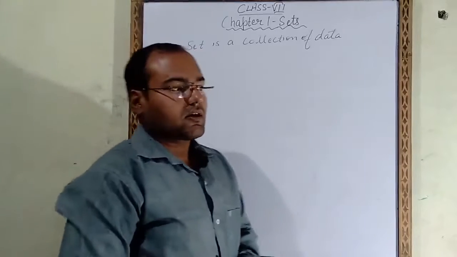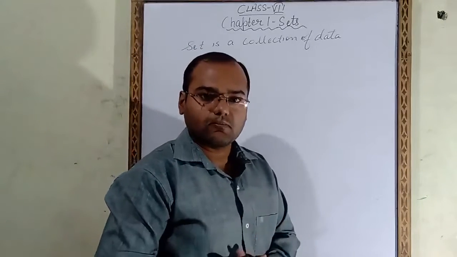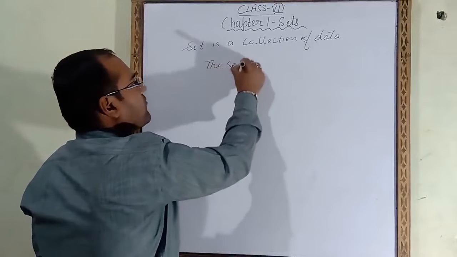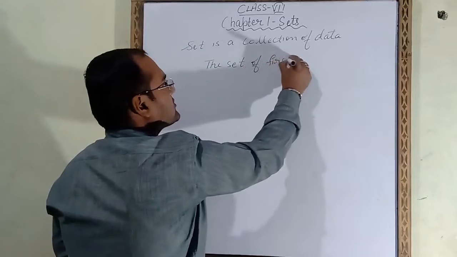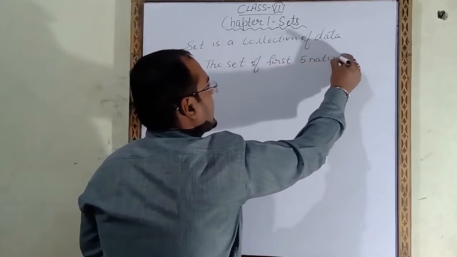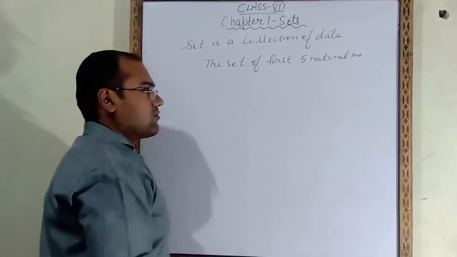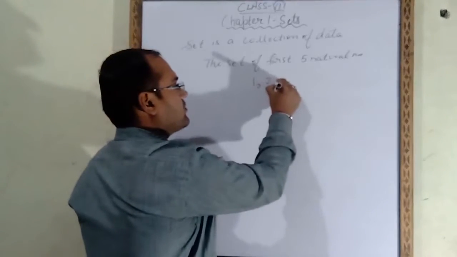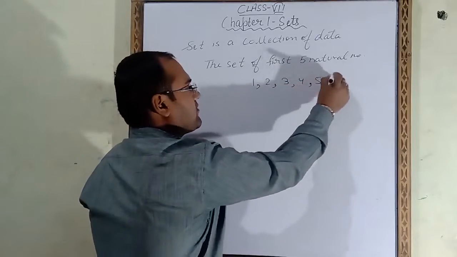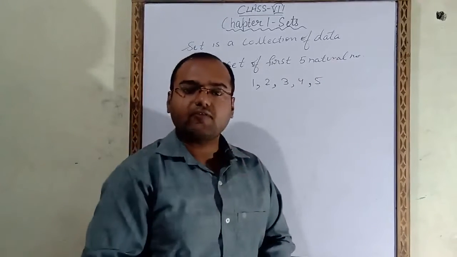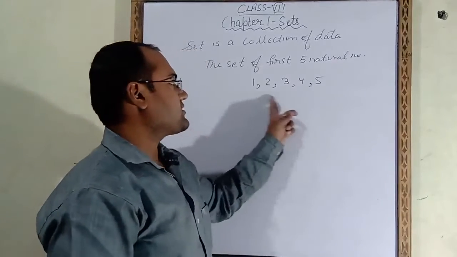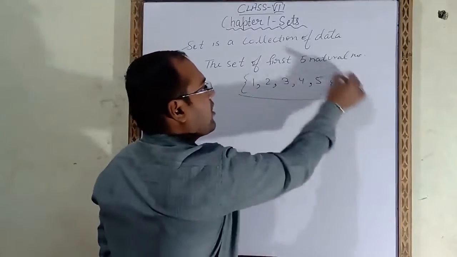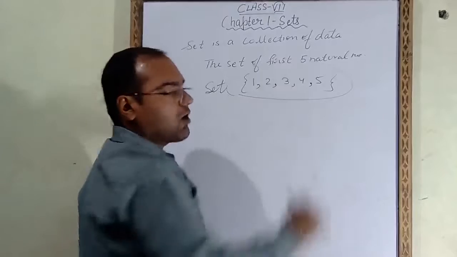Let's say I ask you to write the set of the first 5 natural numbers. So what are the first 5 natural numbers? The first 5 natural numbers are 1, 2, 3, 4 and 5. If we represent these numbers in braces, meaning brackets, then this representation is called a set.